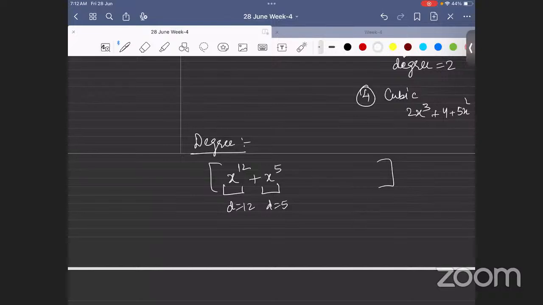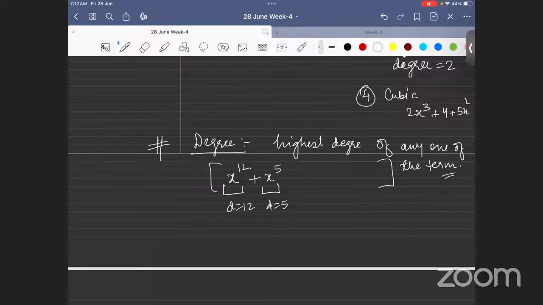So that's basically the highest degree of any one of the terms. So this is what you call the degree.